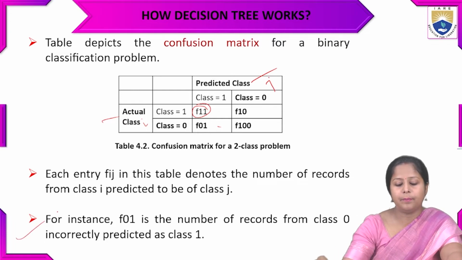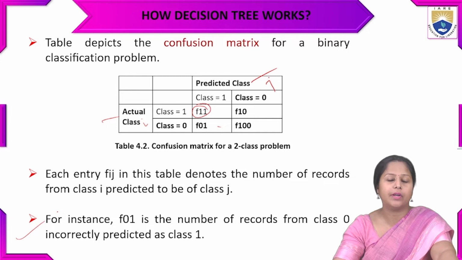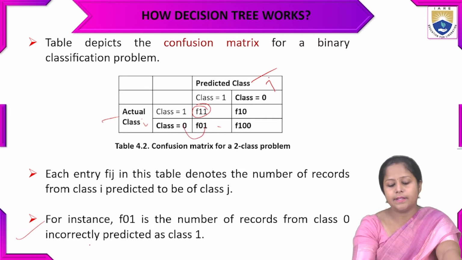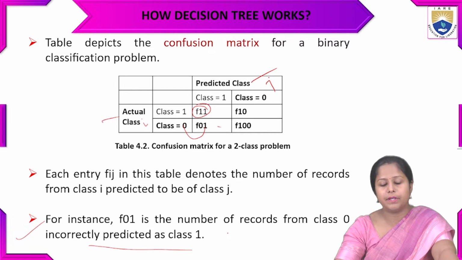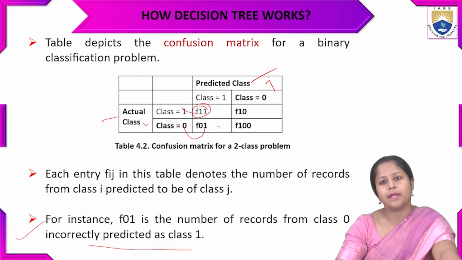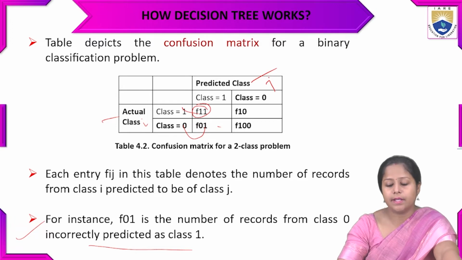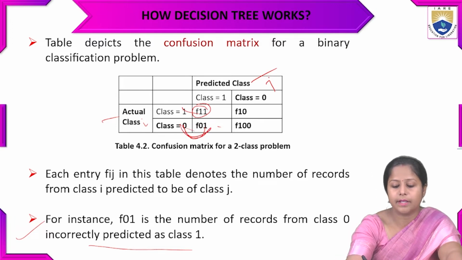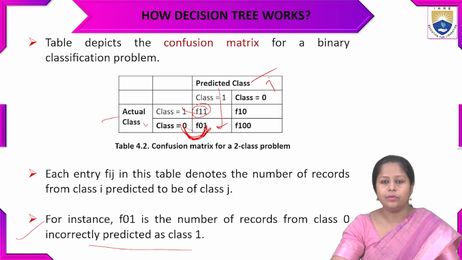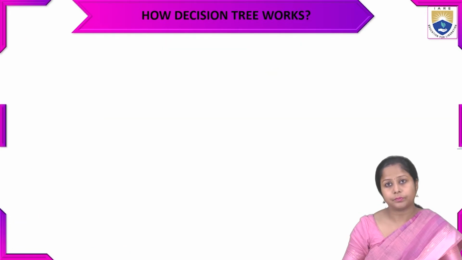So for example, F01 is the number of records from actual class 0 that are incorrectly predicted as class 1. So F01 is from the actual class 0 and it is predicting class 1. That is the F01 term.